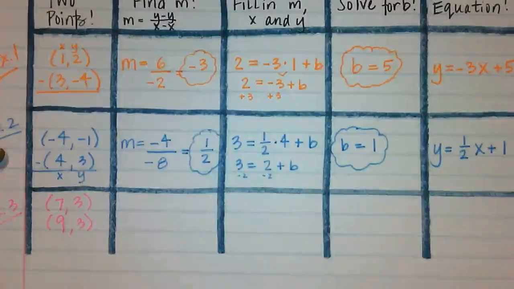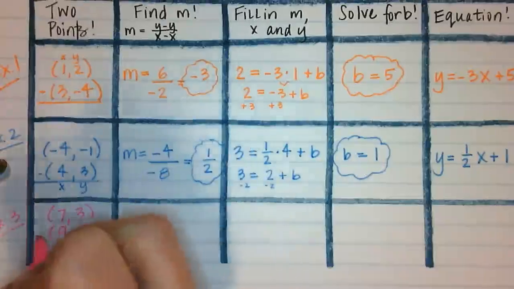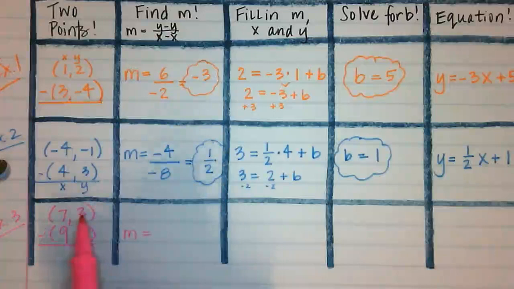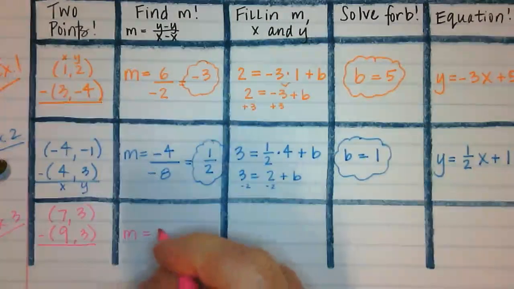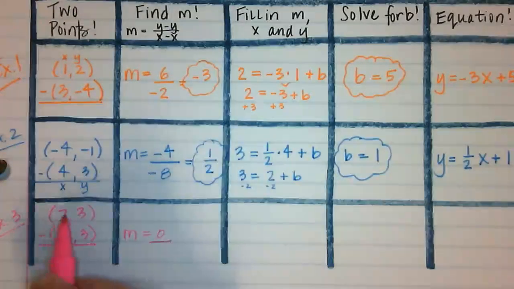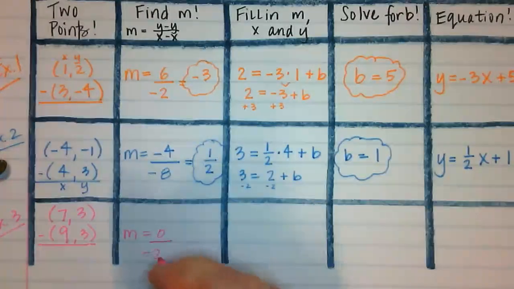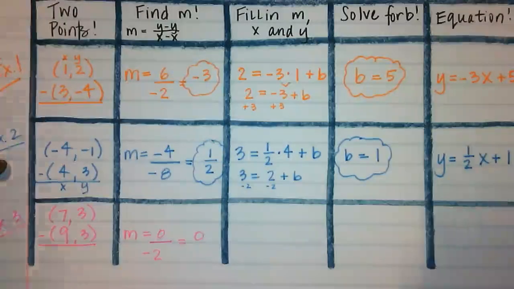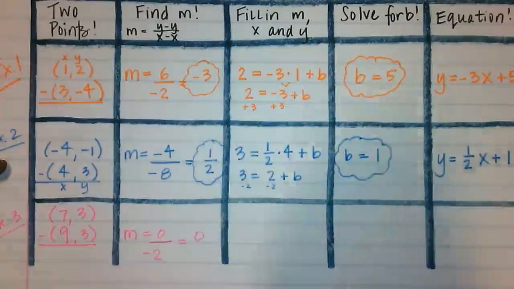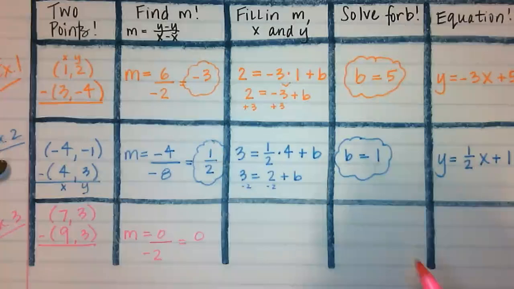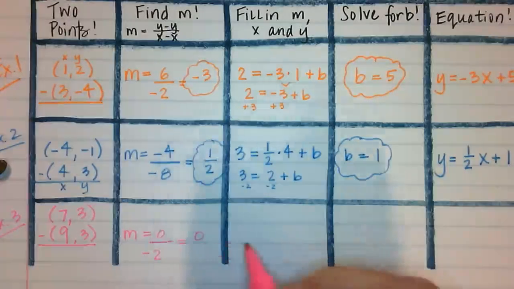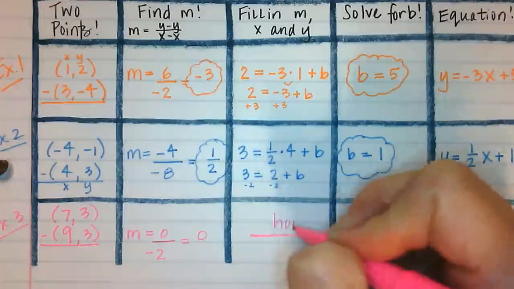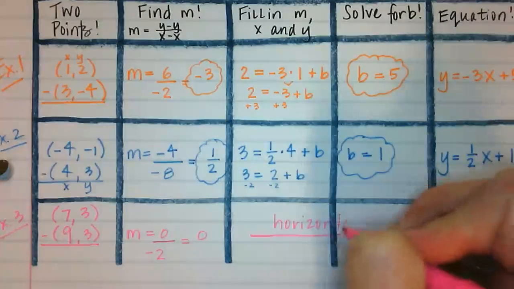First thing we have to do is find the slope. So we come over here and we subtract. So m equals 3 minus 3 is 0. 7 minus 9 is -2. But this is a slope of 0. So this is what we need to remember. When we have a slope of 0, that means we have a horizontal line. So we know that this is a horizontal line.